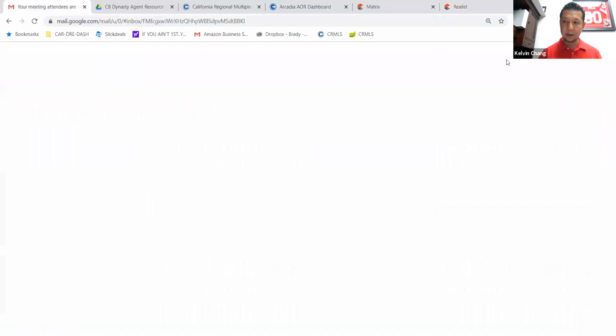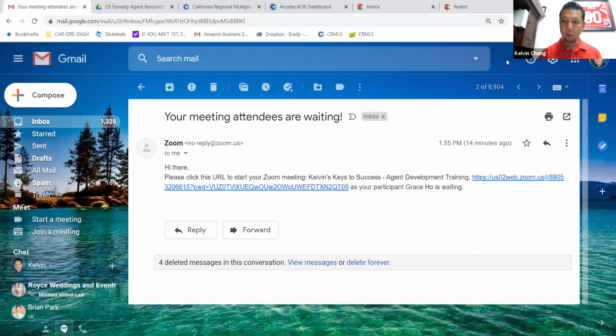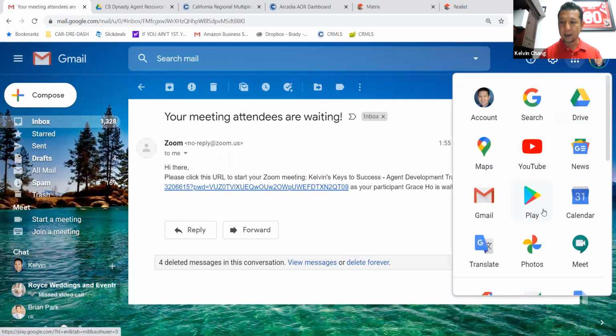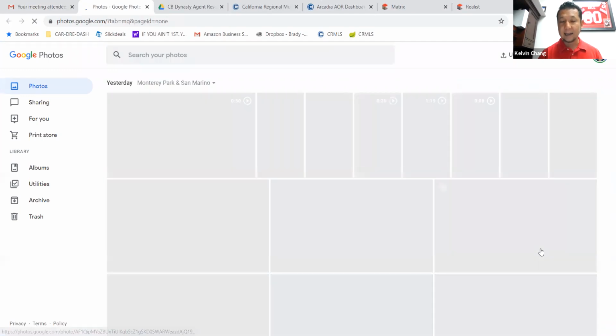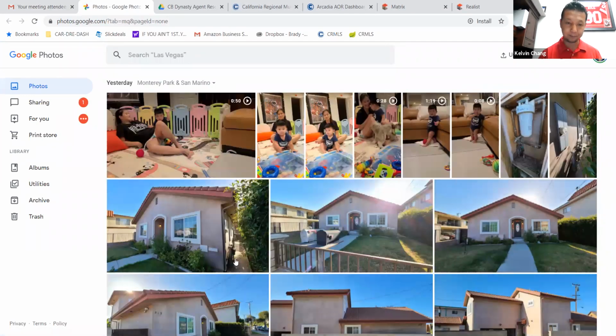So the second thing I do is I do a little bit of homework, right? I have the information in front of me, then I go take a look at the property. So I'm gonna pull up my Google Photos, and so I can show you what I see, and is that consistent with what's told to me.